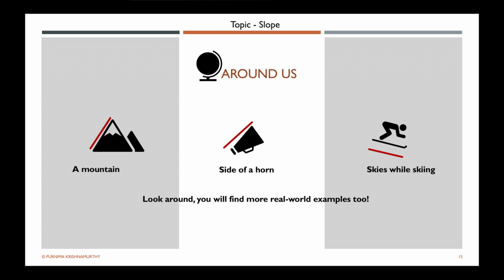If we think about it, there are several examples of slope all around us. For example, a steep mountain, a tiled roof, and possibly even a chunk of cheese. Look around you and I'm sure you will find slopes around you too.